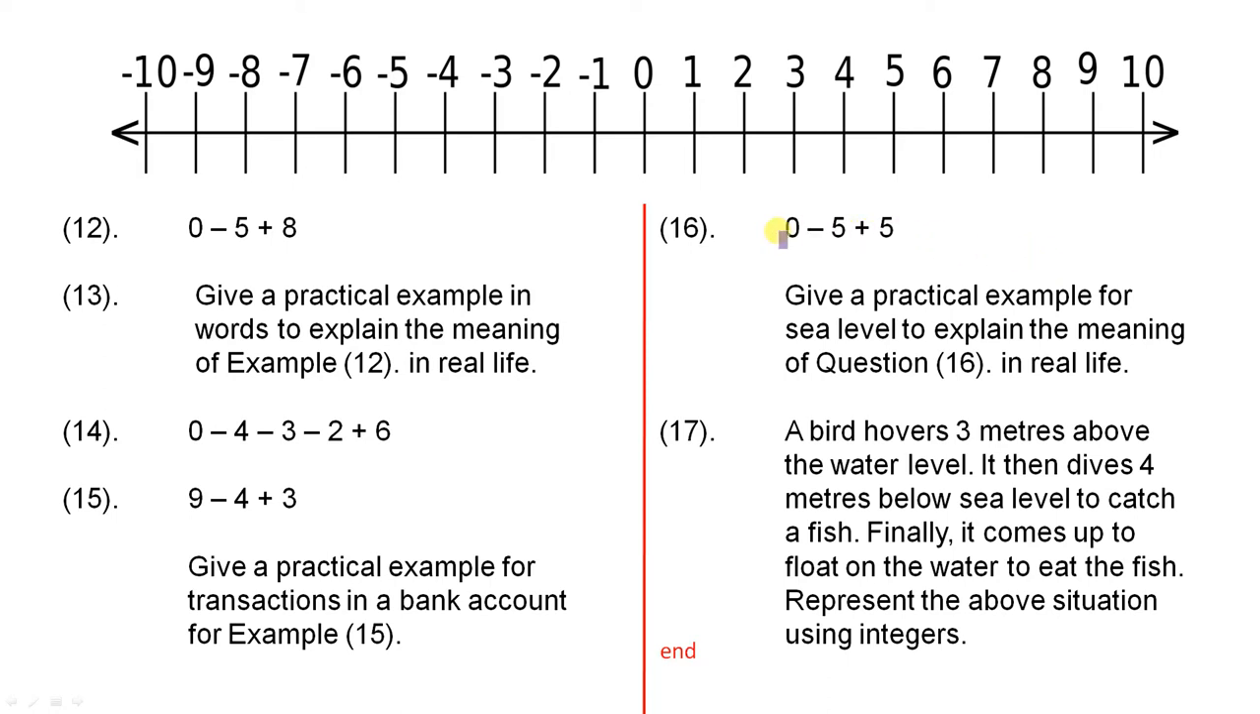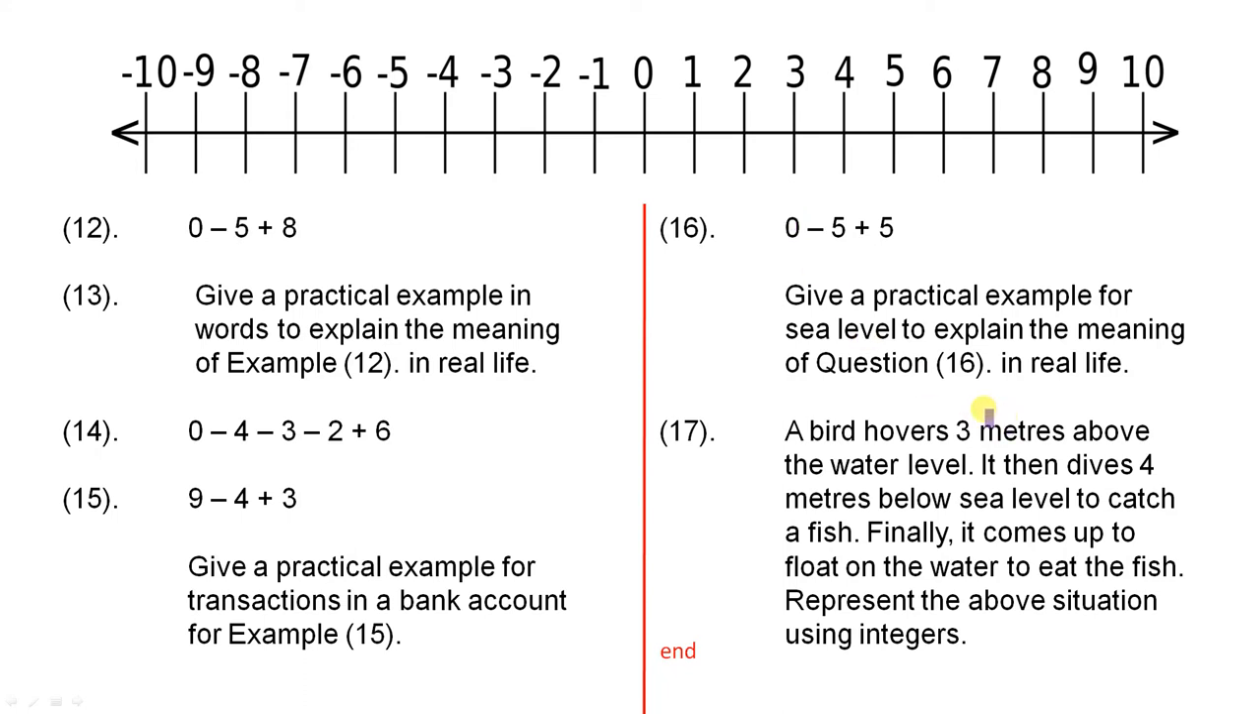and with respect to this sum here, give a practical example for sea level to explain the meaning of question 16 in real life. We've done some examples in the lesson on sea level. Let's see what we can come up with in words to explain what's happening here. Now remember, I'll give you a hint. 0, when you see 0, that is actually sea level.